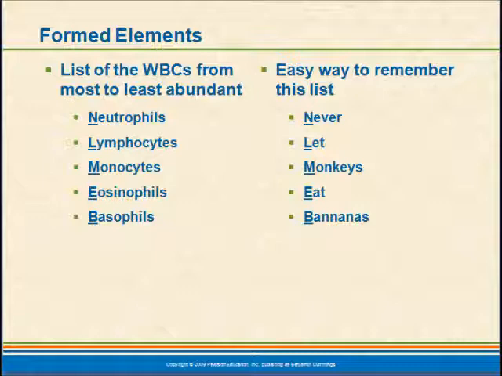Now, I'm not going to ask that you know neutrophils, lymphocytes, monocytes, eosinophils, basophils in that order. If you want to, there is a mnemonic: never let monkeys eat bananas. But if that order were changed up, if we had a higher level of basophils than eosinophils, or a higher level of eosinophils than monocytes, and if we had elevated eosinophils, we might have an infection of some sort of parasite. If we had an elevated quantity of basophils, we might have an allergic reaction that was going on.